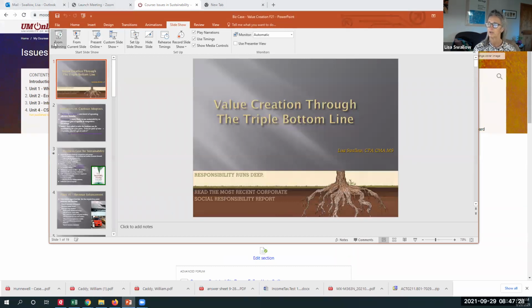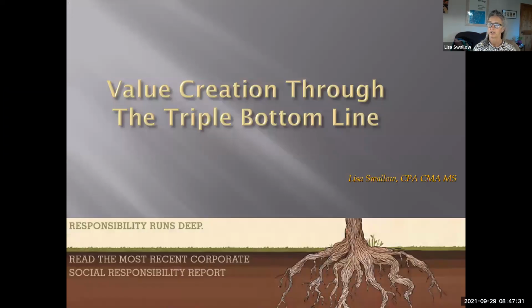Okay, so value creation through the triple bottom line. So the triple bottom line, as you well know, is this idea of people, planet, profit, and how we're using those metrics to measure the success of our business.